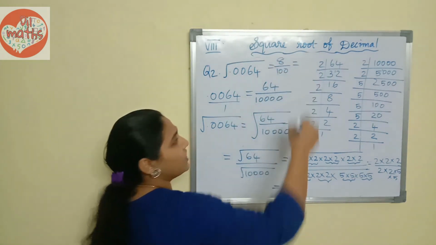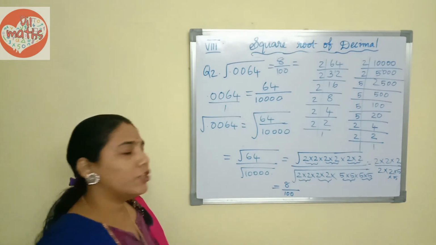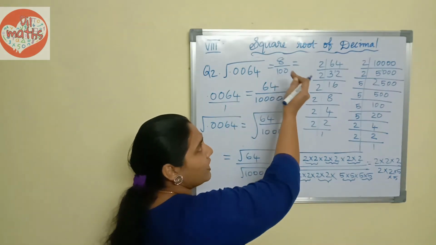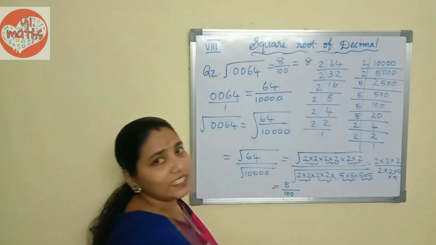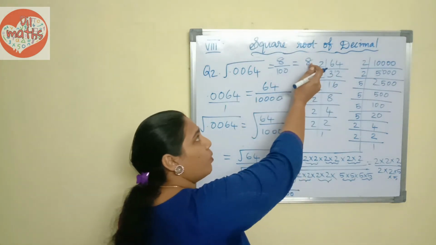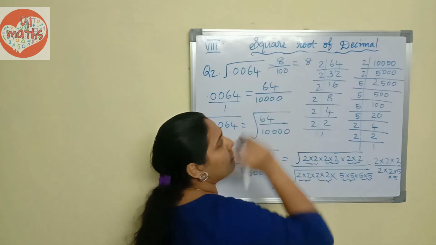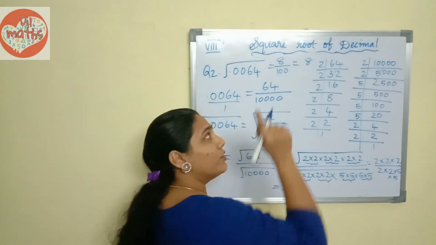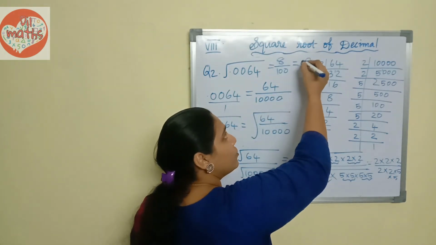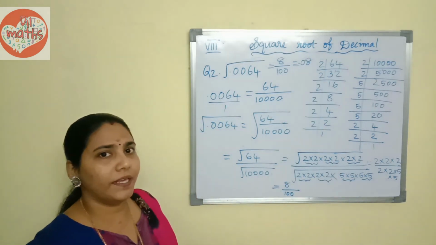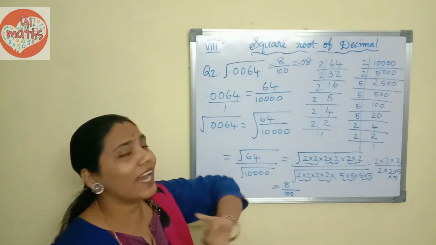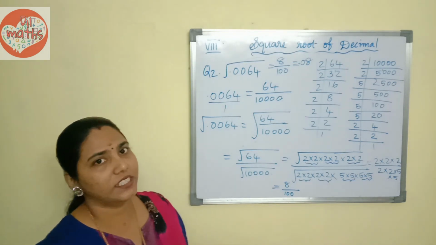Now I can change this into decimal, isn't it? In the denominator 100 is there. So what should I do? The numerator I have to write as it is. And from the right I want to count 2 digits. But here only 1 digit is there. So for the remaining 1 digit what should I do? I should put 0 and then put the decimal point. I got the answer 0.08.